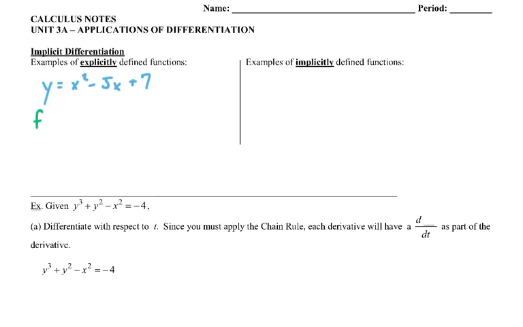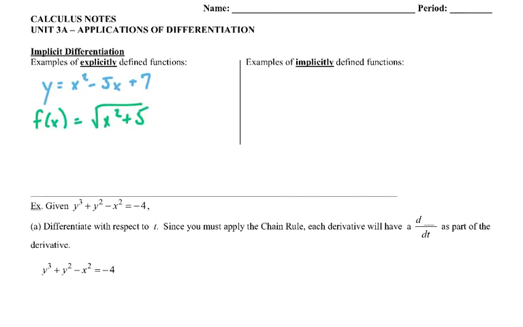Another example would be in terms of f of x, where we have the independent variable separate from the dependent variable. So here my dependent variable is f of x, and then I would have the square root of x squared plus 5. These are explicit functions.